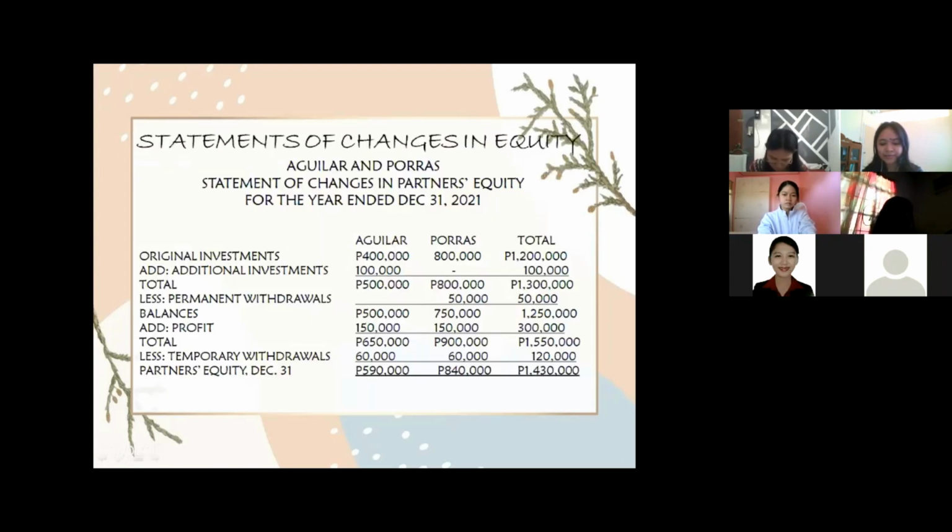So statement of changes in equity naman tayo. So ito yung example ng statement of changes in equity for partnership. Yan. Which is yung original investment. Tapos ito yung part ni Aguilar and ni Porras.